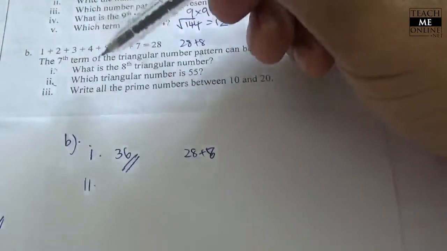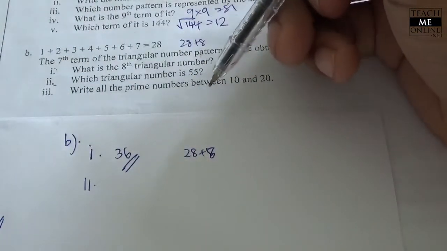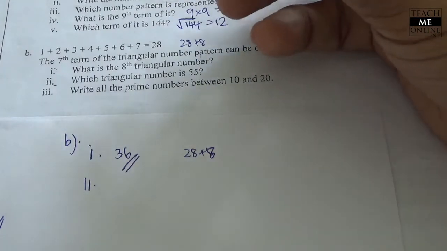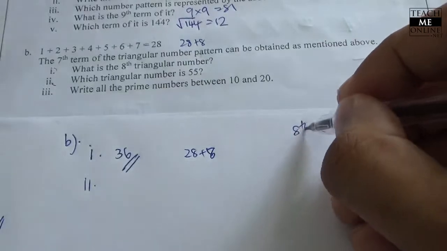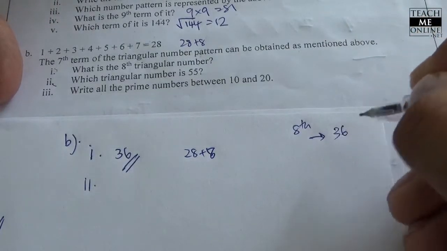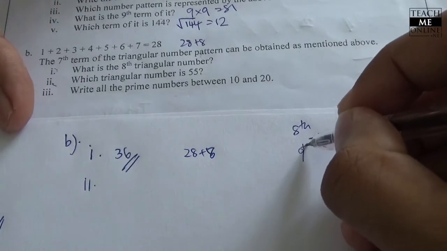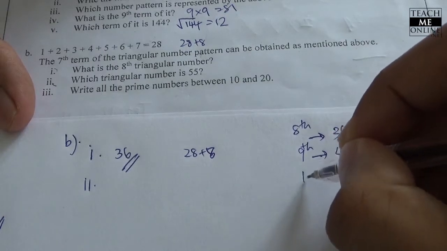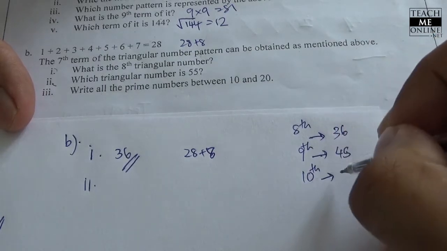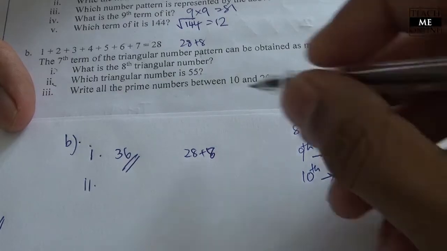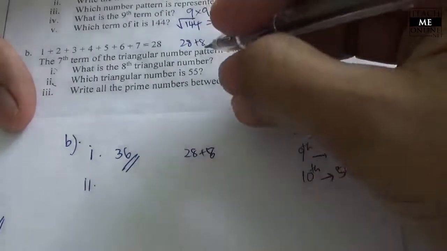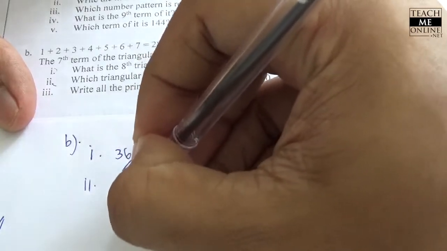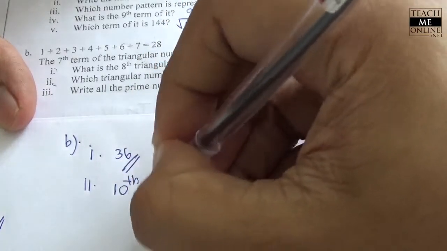Subpart 2. Which triangular number is 55? So the eighth one is 36. If I add 9 to that, I get the ninth one, which is 36 plus 9, 45. If I add 10 to that, you get the 10th one, which is 55. And they're asking which triangular number is 55. So that's the 10th triangular number.